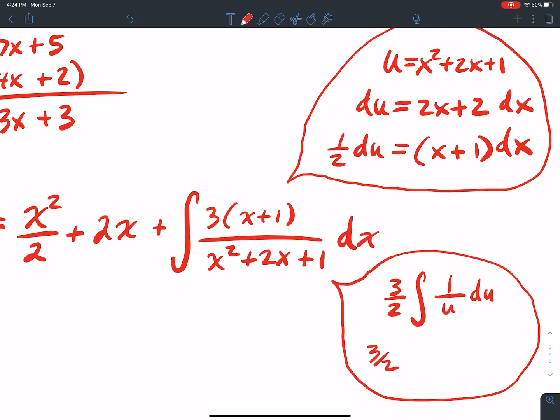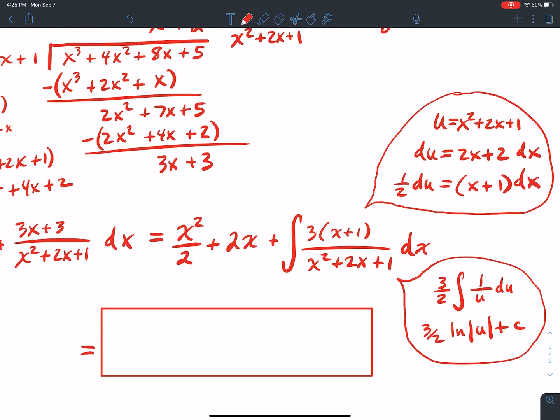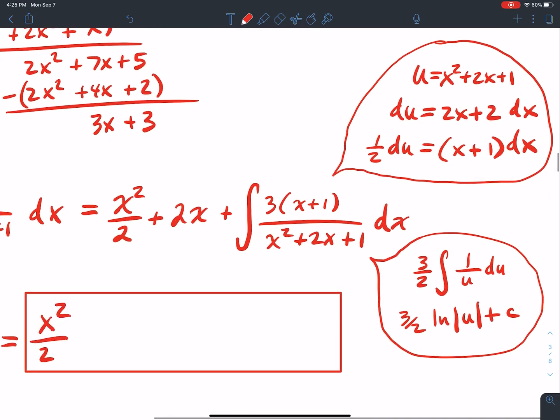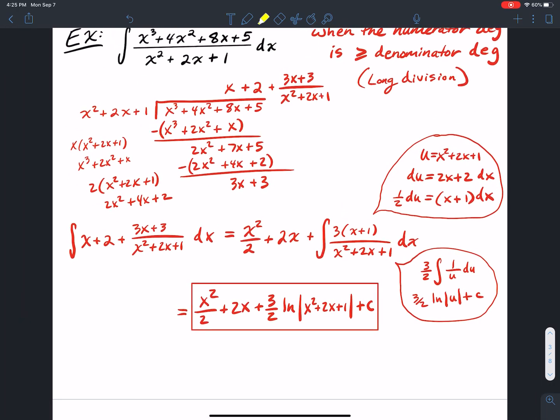So now I need to integrate. So I have 3 halves pulled out front, the constant, integral of 1 over u is ln absolute value u plus c. But what is u equal? U is equal to x squared plus 2x plus 1. So my final answer here, this first part stays the same. Okay. And now I have the integral here, which gives me 3 halves ln absolute value, what is u equal? U is equal to x squared plus 2x plus 1 plus c right here.